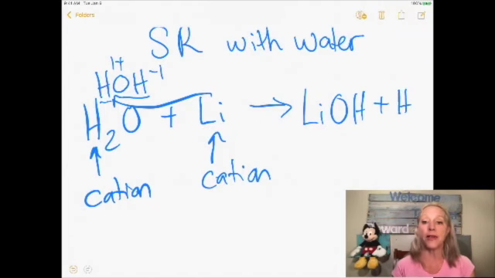Now we have to remember there are 7 elements on the periodic table that are diatomic, which means that they must come in pairs. So hydrogen will never be found by itself. It'll always be written as H2. In this example, our equation may not be balanced, and we will learn balancing equations in another lesson.